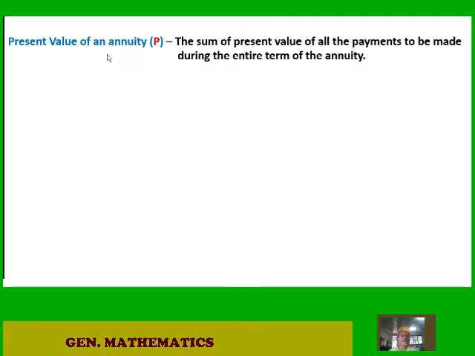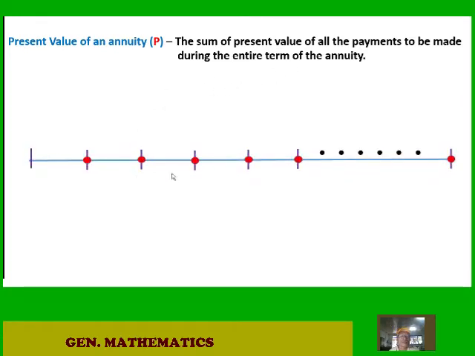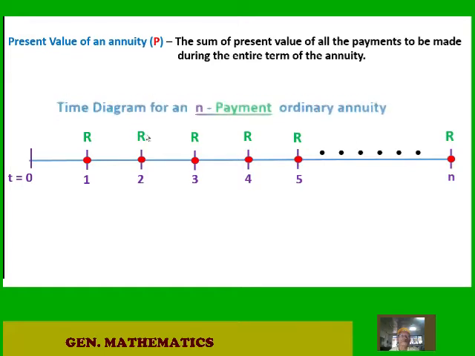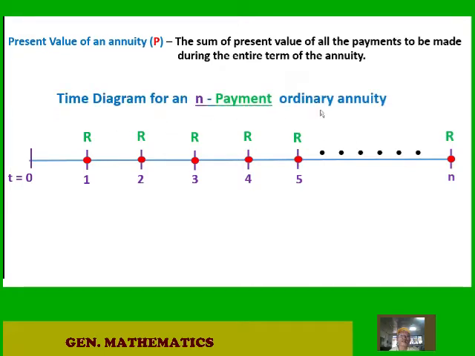The present value of an annuity, P, the sum of present value of all the payments to be made during the entire term of the annuity. We have here a timeline starting from T equals 0, 1 up to N. The dots represent the periodic payment R. So this is the time diagram for an N payment ordinary annuity.